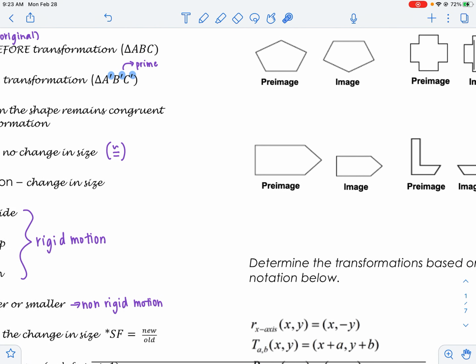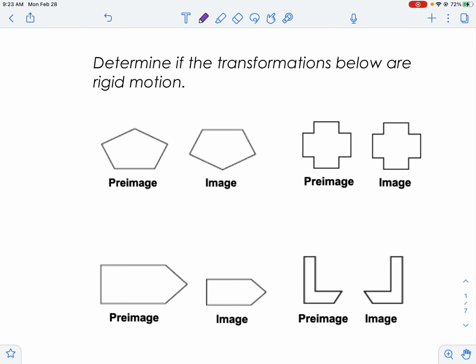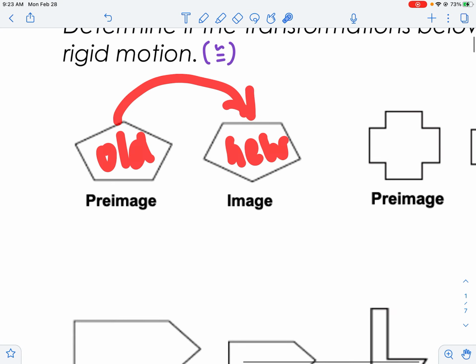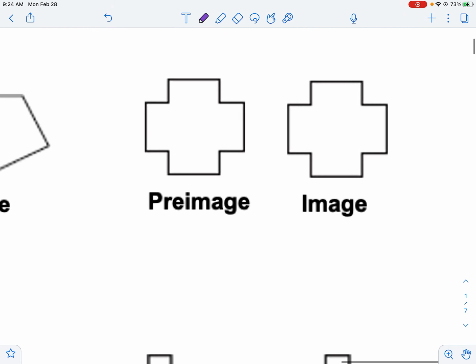So over here, let's take a look at some transformations. It says determine if they're rigid motion. And remember that rigid motion just means congruent. I'm going from my pre-image, which is the old one, to the image, which is the new one. Taking a look at this first one, ask yourself, is it congruent or not? It is congruent, which means that yes, it is rigid motion. It's just upside down. Now this one, from the old to the new, there's zero change, which means of course that's congruent, so that would also be rigid motion.